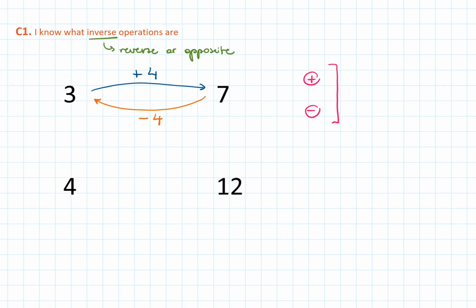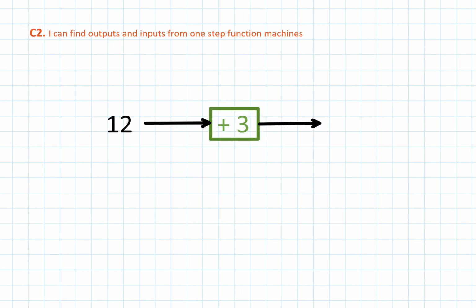Let's look at another example. If we have 4 and 12, to go from 4 to 12, we need to multiply that by 3. But to go backwards from 12 to 4, we need to divide it by 3. We divide 12 by 3 and we get back to 4. So we can say that multiplication and division are the inverse operations of each other because one of them can reverse the other. Let's now move on to function machines.